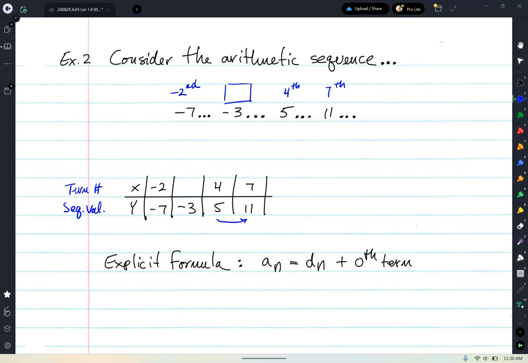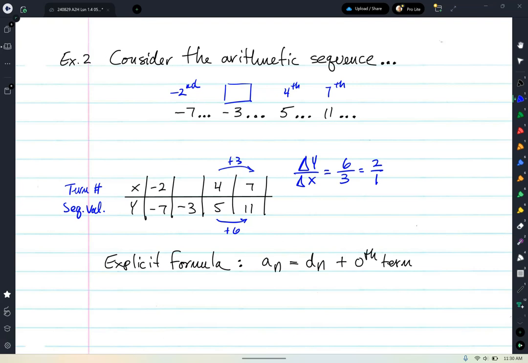What can you tell me about the change in sequence value there? Plus 6. Okay, so this was plus 6. And what can you tell me about the change in term number? Plus 3. Okay, so then we could say the change in y over the change in x for this one is 6 over 3, which is 2 over 1.